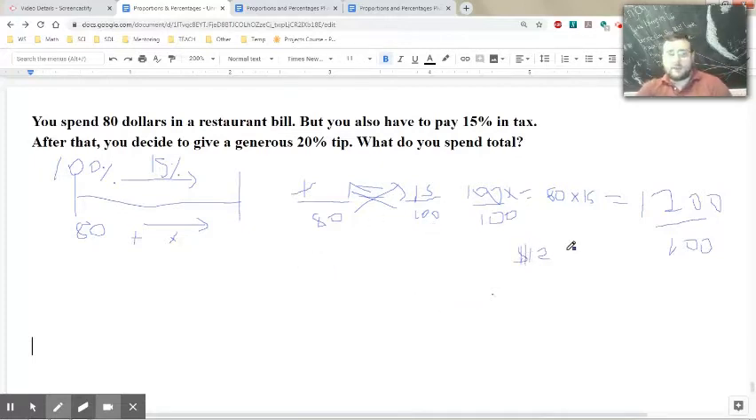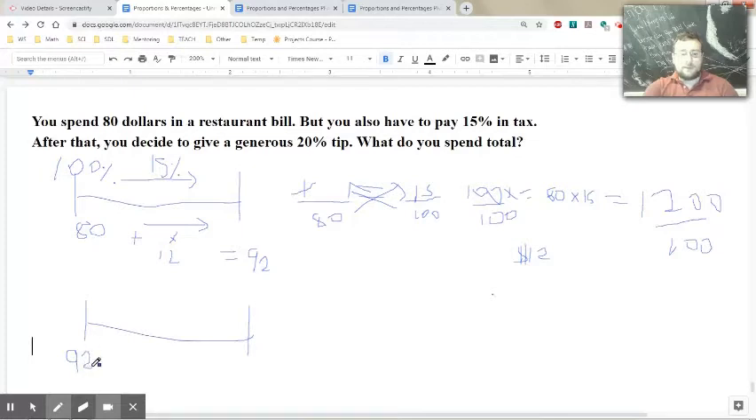So that means, what is my total bill? Well, that's 80 plus $12, so I have to pay $92 including tax. Then I would decide to give a 20% tip. Now what? Well, now it's a new problem. I start with those 92.